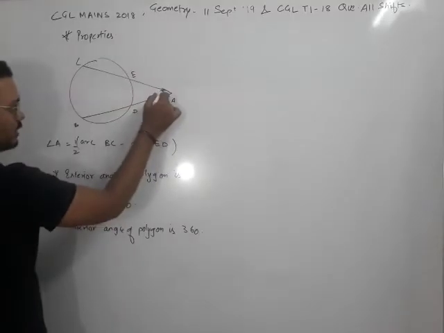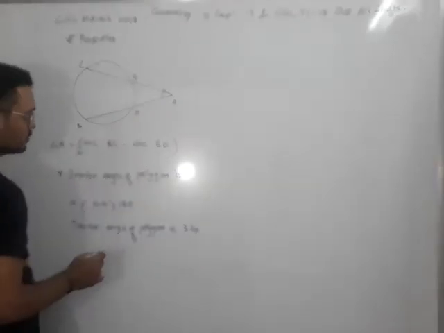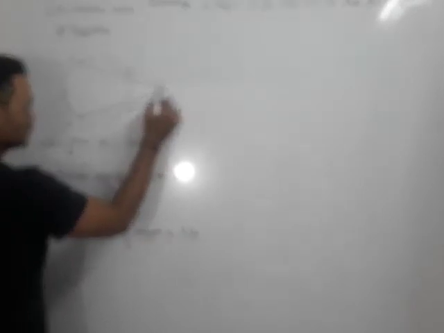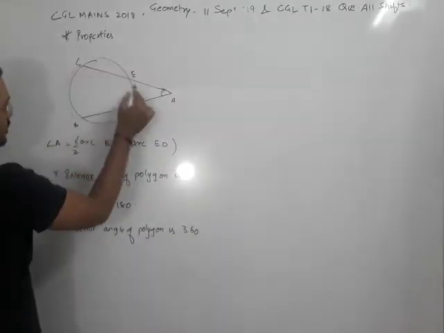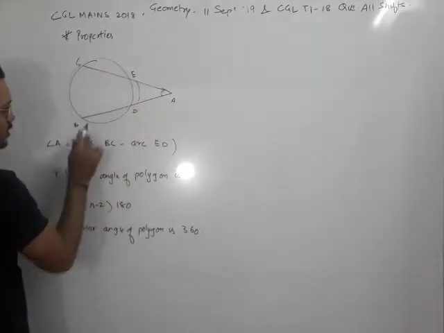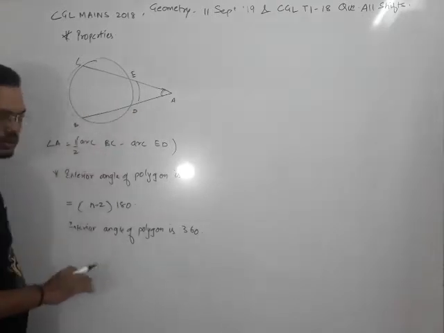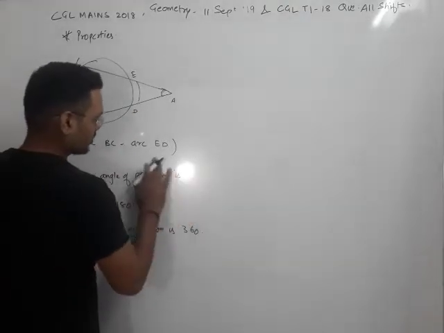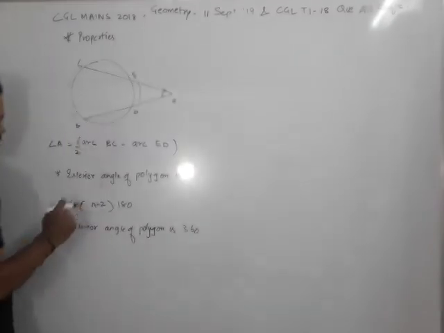Now, properties. What are the properties? If an angle is formed like this, then this angle is equal to half of this arc minus this arc. It's been explained in the geometry basics, nothing new.